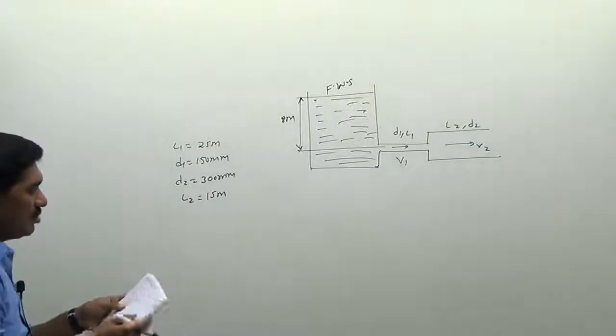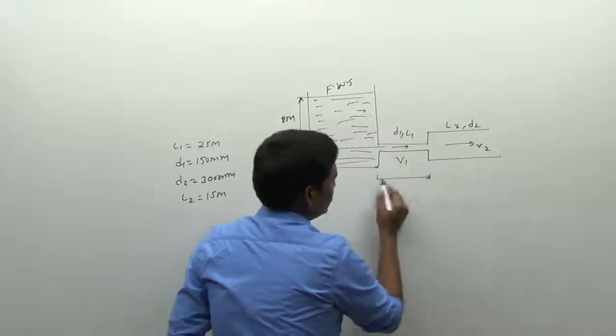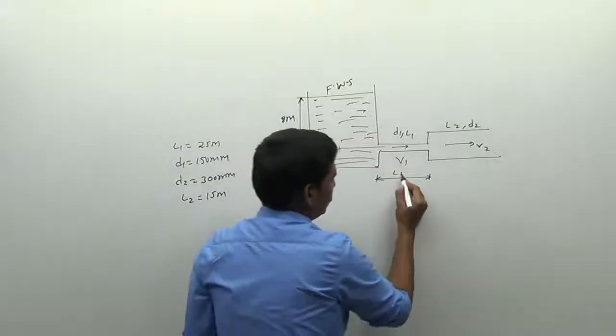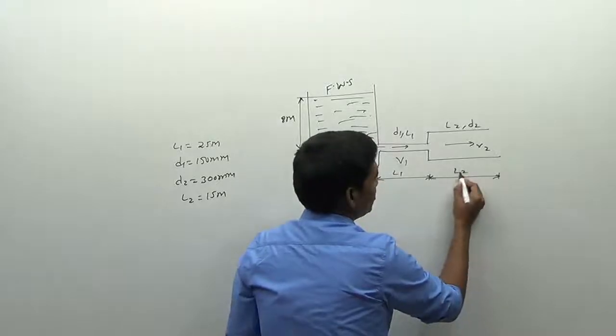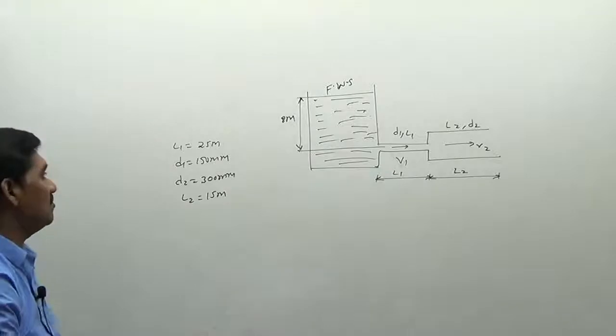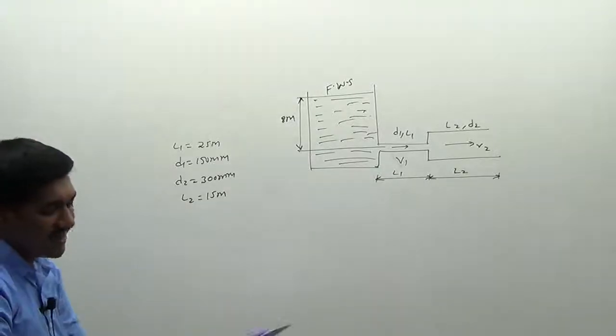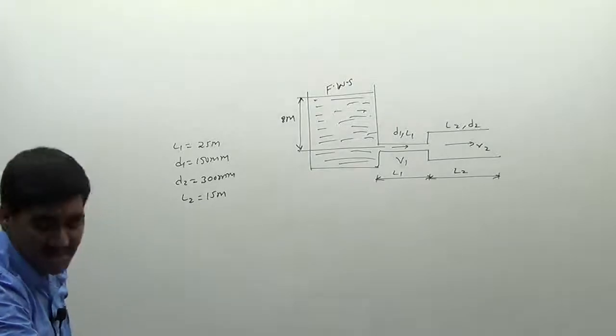Okay, very good. So see, this is the length L1 here, the section L1, and this is the length L2 here, the length of the second section I can say. So length L1 and L2 here we have. So what do we have to do? We have to calculate the total discharge. How can we calculate the total discharge here?